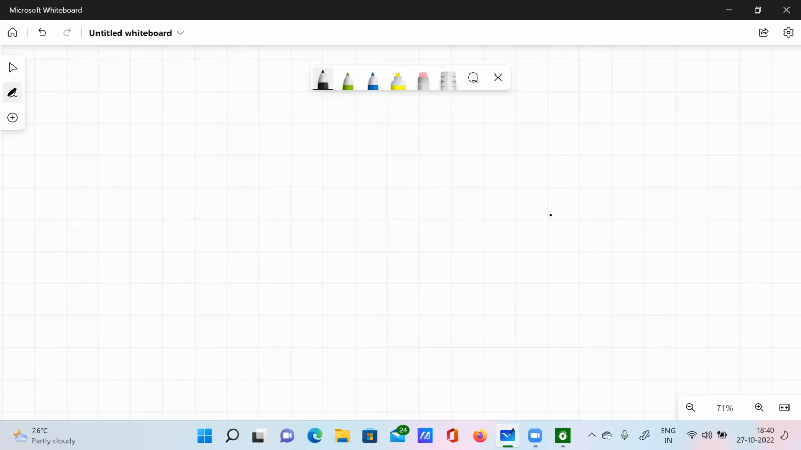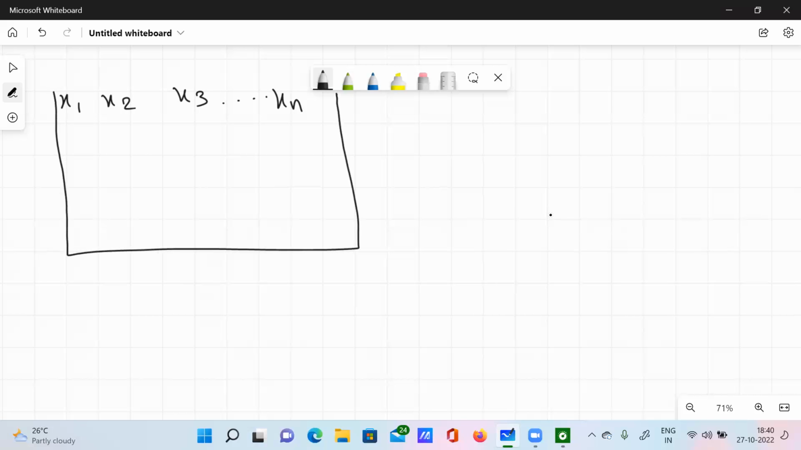Okay, so for example, I have some kind of data set like x1, x2, x3, and so on up to xn, right? So these are all my independent variables. And I also have one output variable, that is y, let's say. It has some points here, like this.